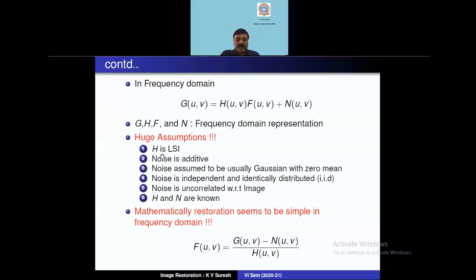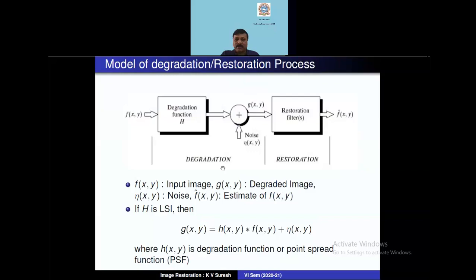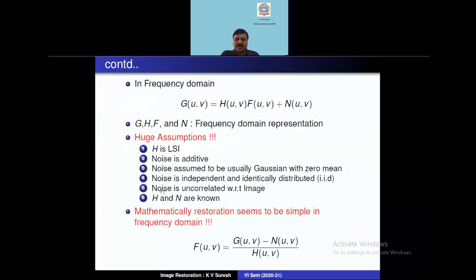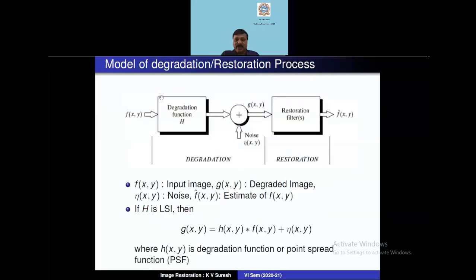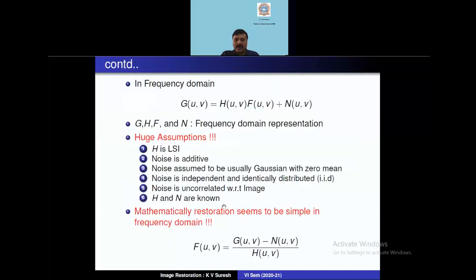Then we have made huge assumptions here. I call them huge assumptions because many of them are not realistic. But if you want to solve this complicated problem and get back a restored image, these assumptions are necessary. The first thing we already saw is that the blur function means your system is linear and shift invariant. That is why we could write convolution. The second assumption is that noise is additive. That is why there is a plus sign here.